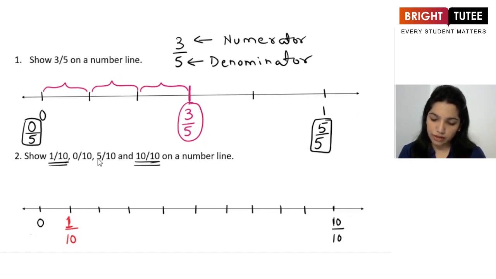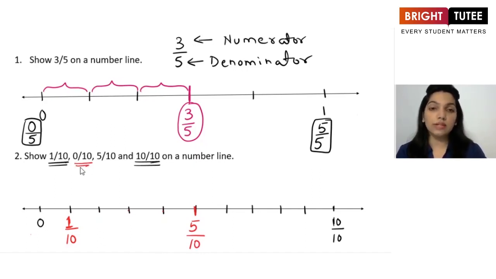Where do we have 5 over 10? This is 1, this is 2, 3, 4 and this one exactly in the middle is 5 over 10. Okay. Now where do you see 0 over 10? It's 0, because 0 over 10 is basically 0. I hope you are clear how we have marked all these points on the number line.